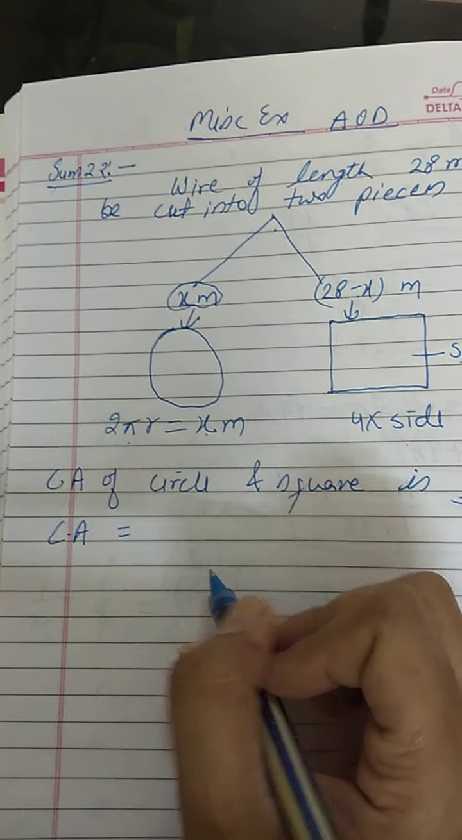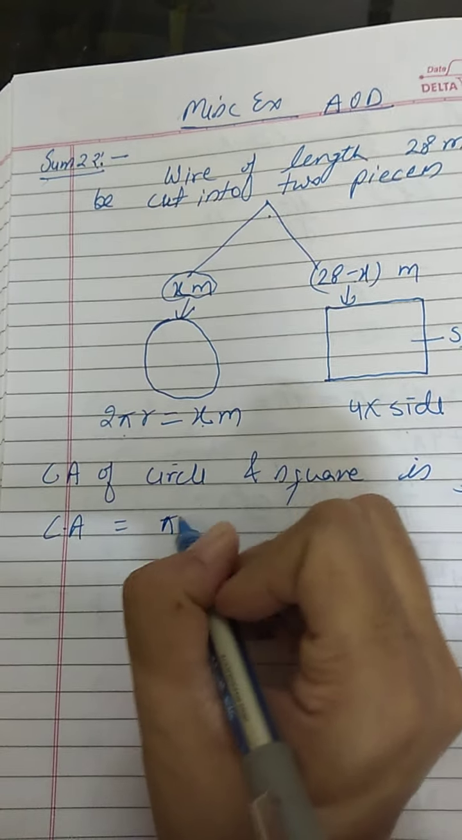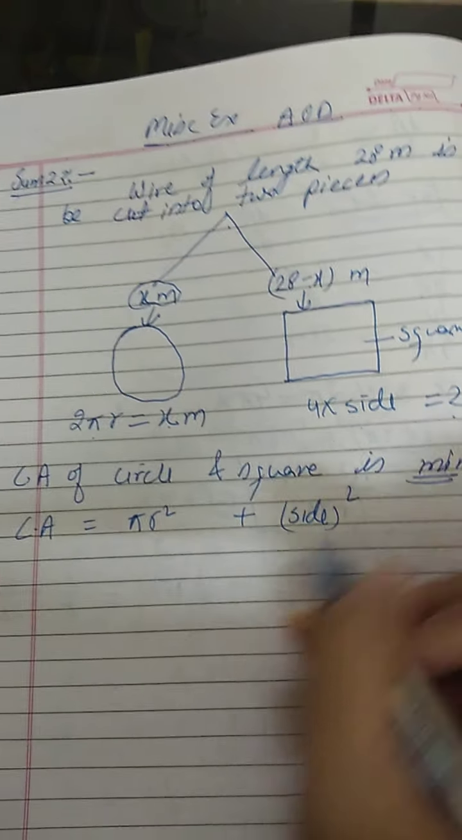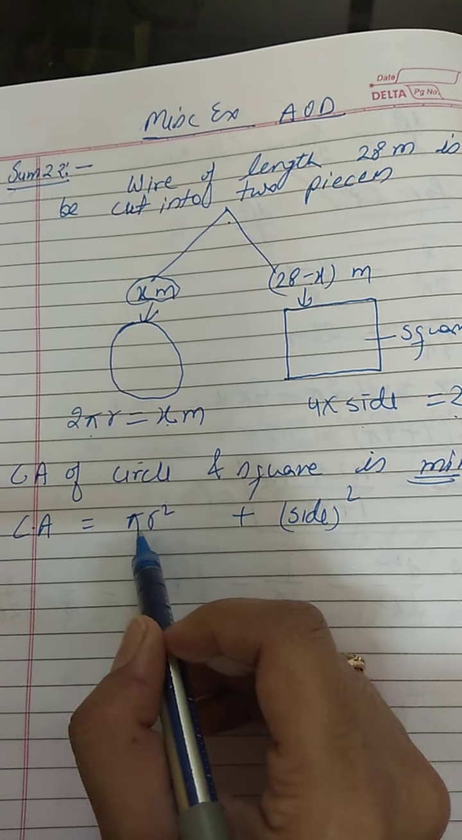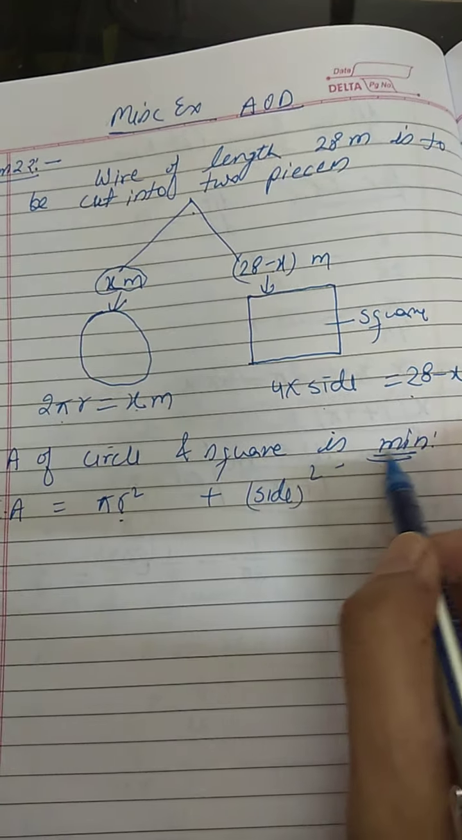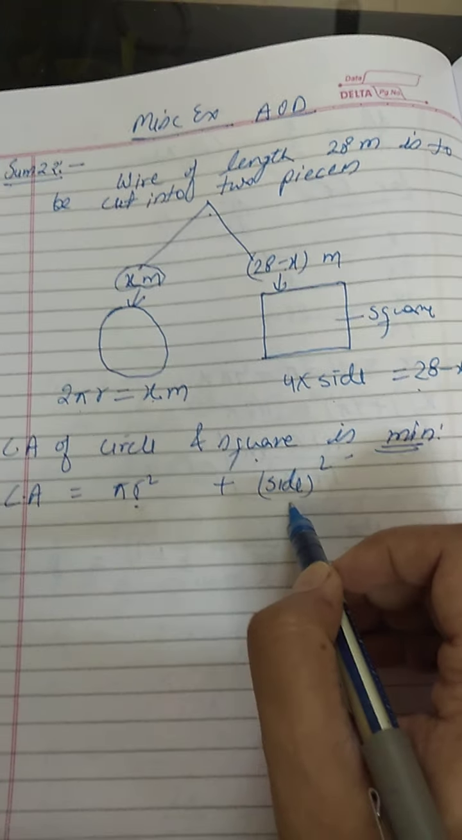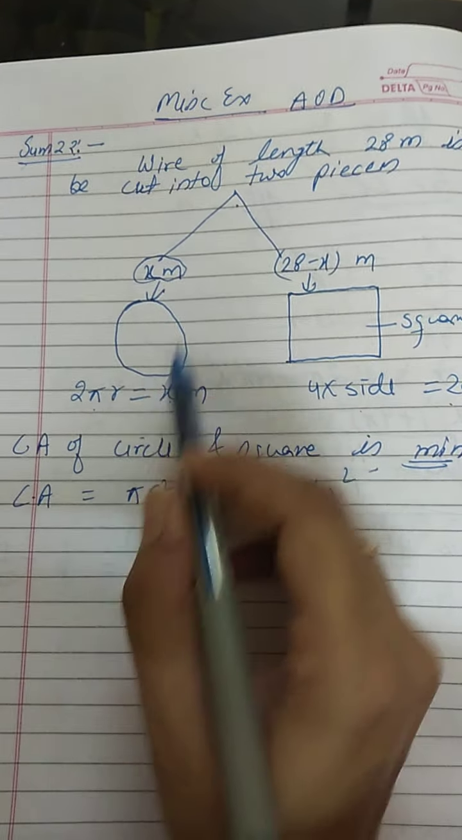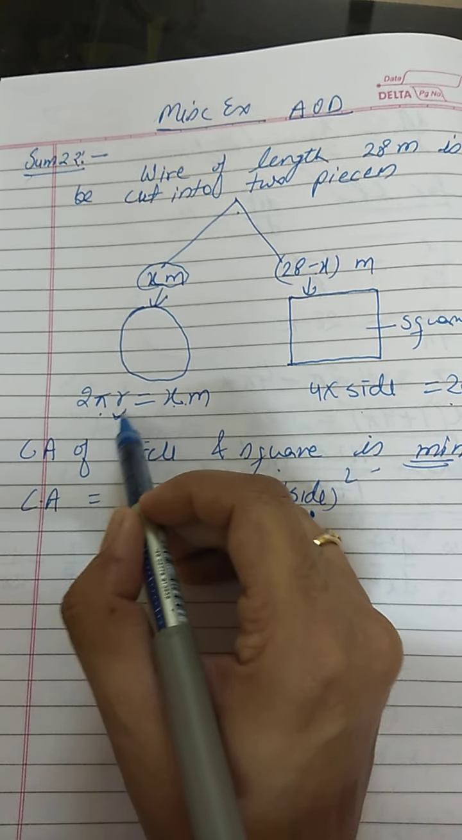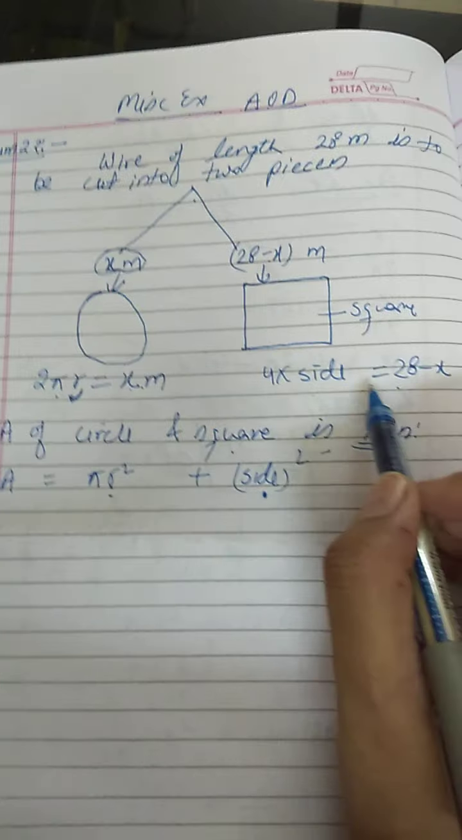So what will be the combined area? The circle's area is pi r square and the square's area will be side square. That means in order to find the area of the circle, we need the value of r, and in order to find the area of the square, we need the value of side. So from here, it is given that x meter is equal to 2 pi r, so the value of r will be x upon 2 pi.